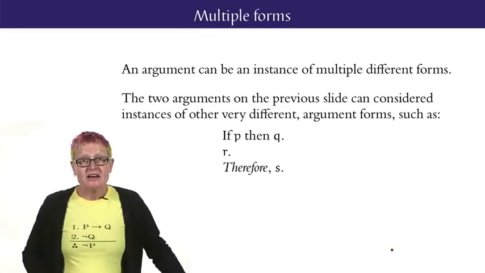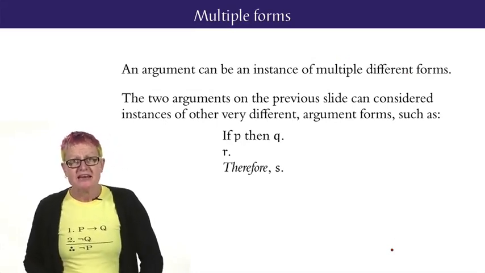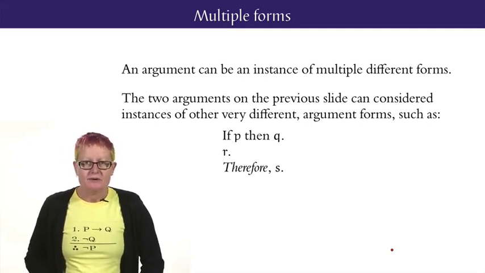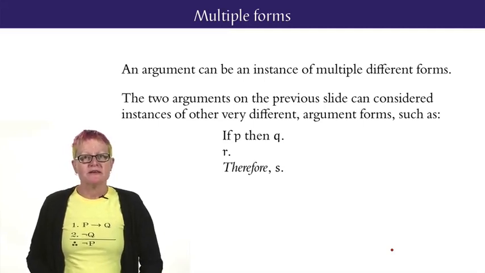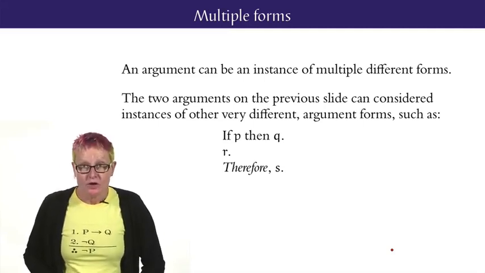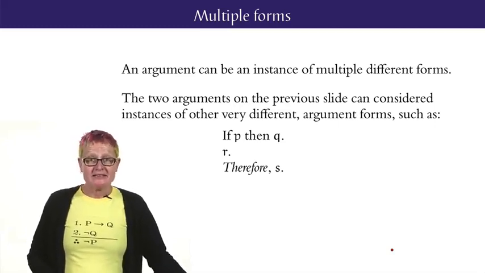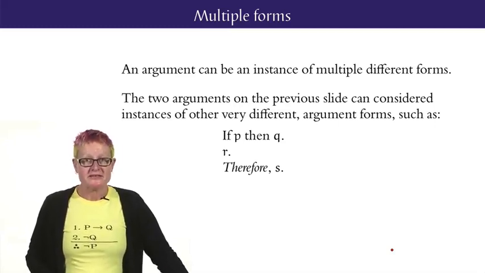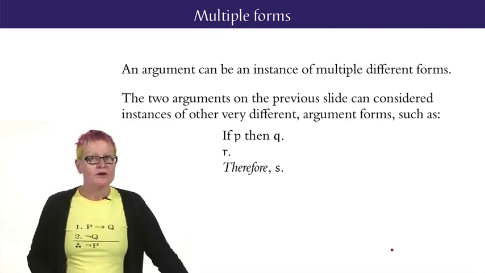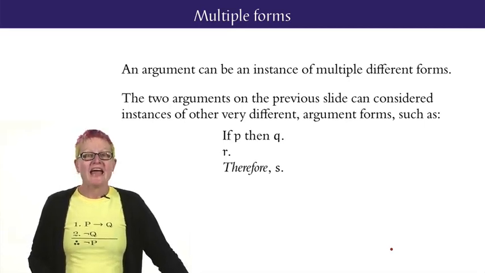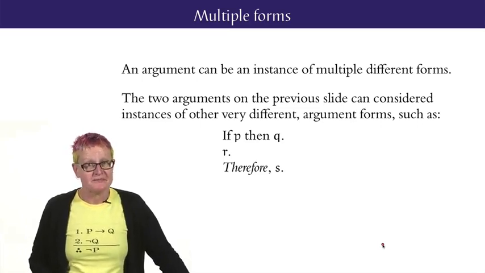Now, as we have already seen, a concrete argument expressed in natural language can be an instance of multiple different argument forms. For example, the 2 arguments on the previous slide are both instances of modus tollens, but are also instances of the similar but distinct form from premises if P then not Q, together with Q, conclude not P. We had some free choice about how to represent sentences by atomic propositions.